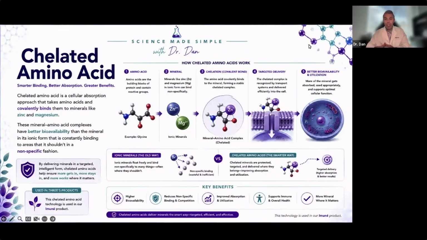And what it's able to do is it's able to go through the cell membrane through what we call an active transport approach. So if we want to get through the cell membrane, there's two different ways. There's passive diffusion and there's what we call active transport. And these minerals that are in this chelated amino acid form, they're picked up by this active transport process and they get into the cell quite readily. So in our immune product, we use this technology to make sure that the minerals get into the cell, and it's a quite effective approach.